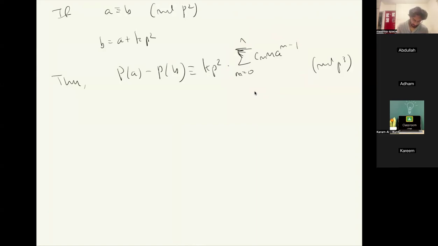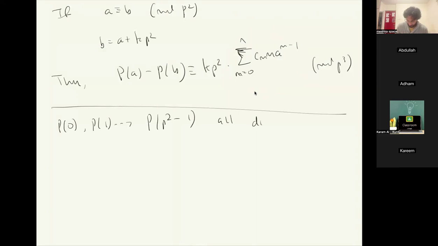But here's the trick. We skipped something. We went from mod p squared to mod p cubed, but when we started we should really have gone from mod p to mod p squared. So the fact that p of 0, p of 1, and so on are all distinct mod p.